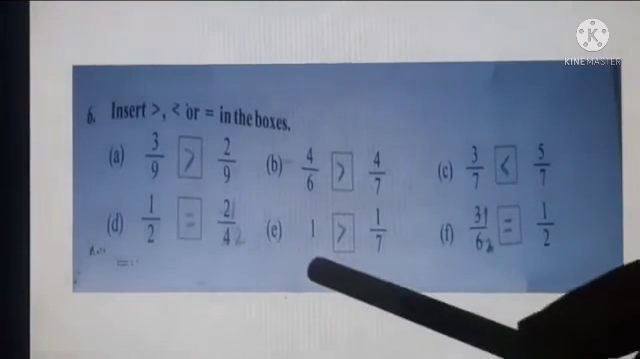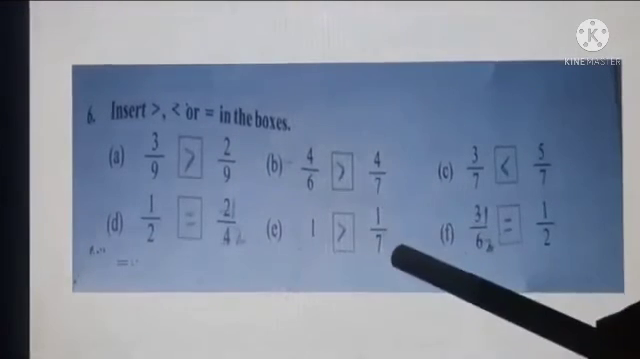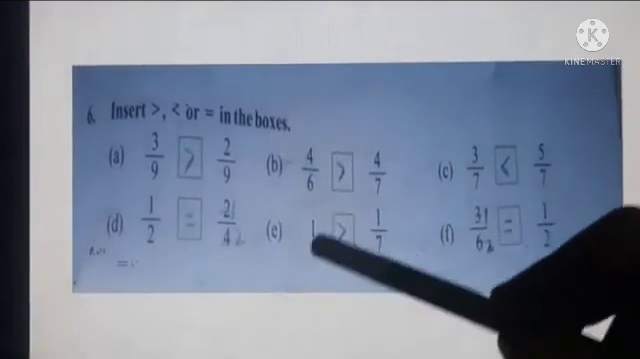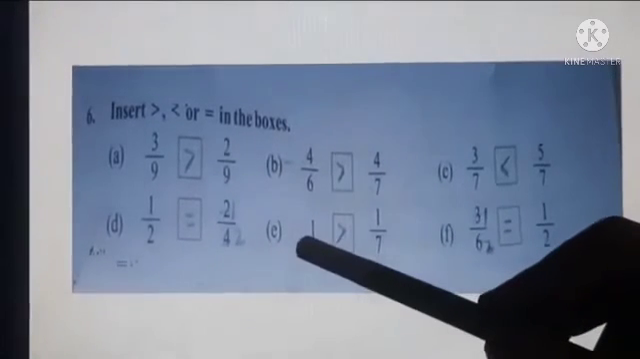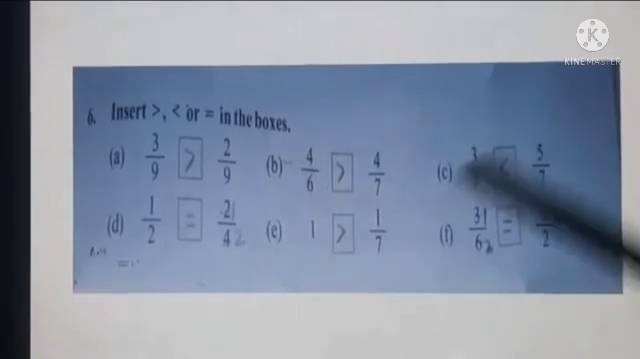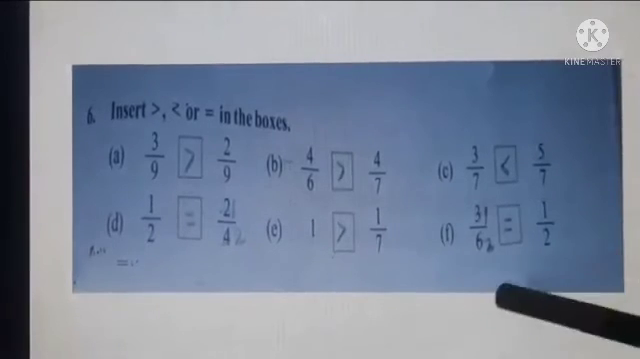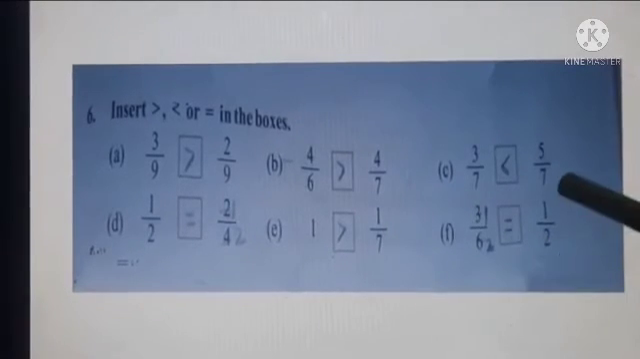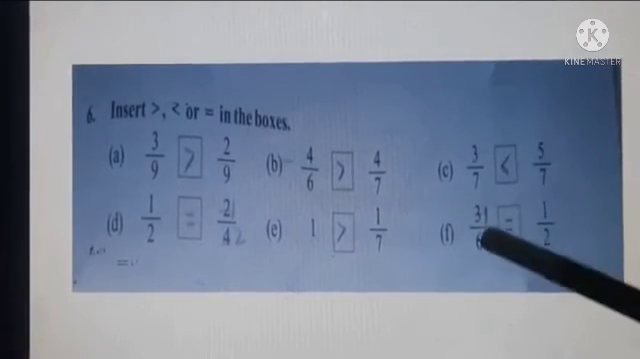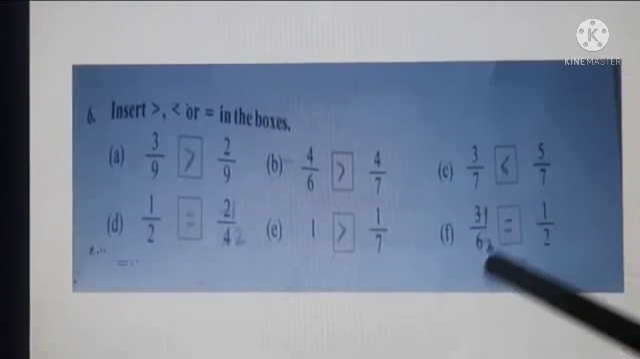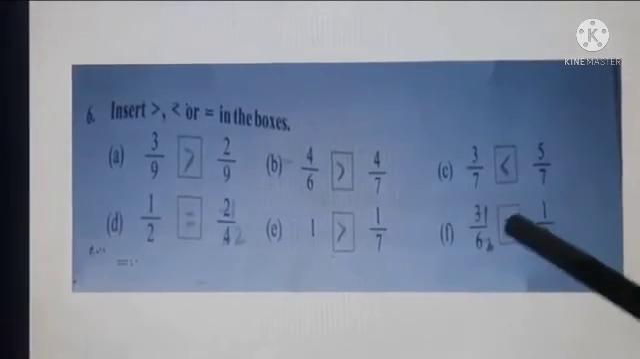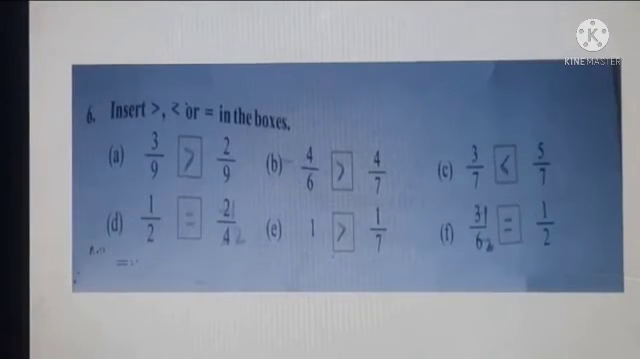Right? Next is 1, 1 by 7. 1 is a whole number, and 1 by 7 is a fractional part. So the whole number is greater. 1 will be greater. Now 3 upon 6, 1 upon 2. 3 1s are 3, 3 2s are 6. So now this fraction is changed into 1 upon 2. 1 upon 2, 1 upon 2. So equal sign will be there in the box. Right?